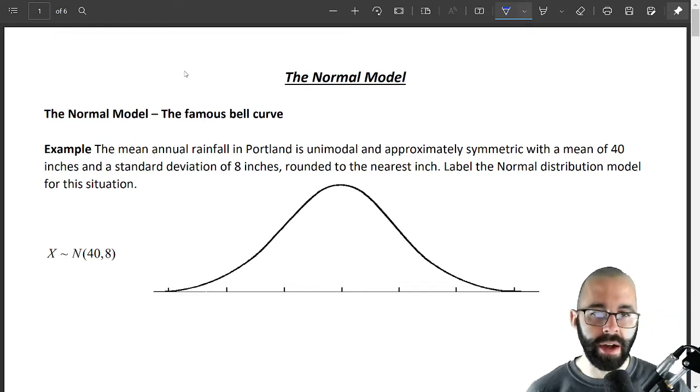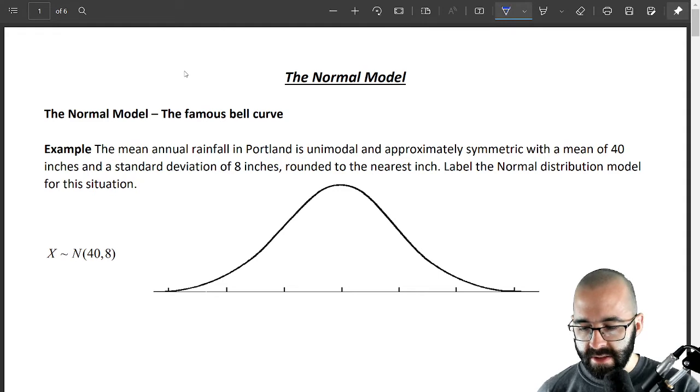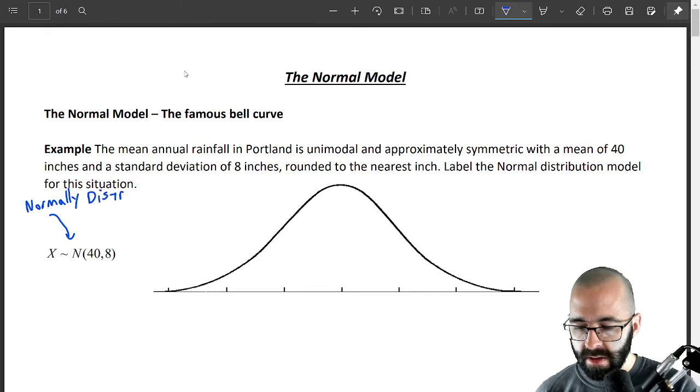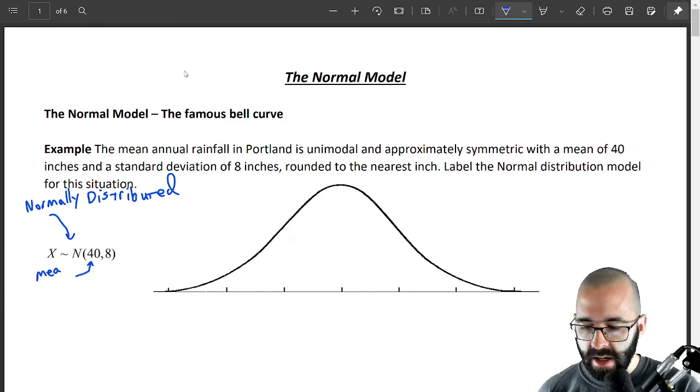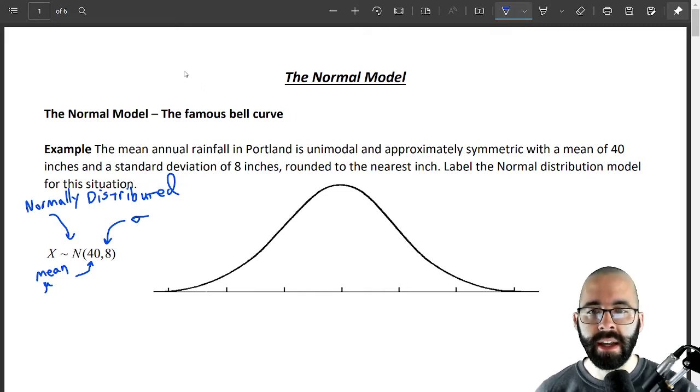All right, so there's a lot going on here. First off, this is how we write it. X is normally distributed. That's what that N means. With mean 40 inches. And again, sometimes we'll write mean as the Greek letter mu. And standard deviation 8 inches. This is some notation that we're going to use here.